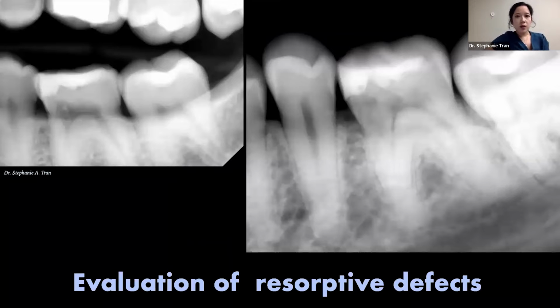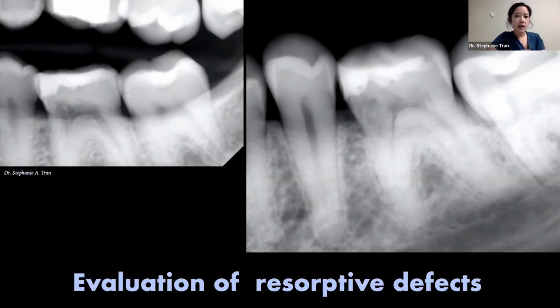Another thing that we're looking for on a 2D radiograph are unusual radiolucencies. One of those is radiolucencies that are not in the pulp chamber itself, for example, resorptive defects. When there is a radiolucency within the canal system or within the pulp chamber that's excessively bulging, that would be a sign of internal resorption.